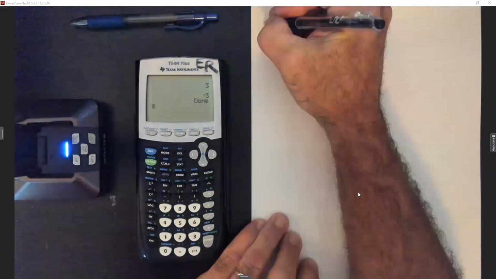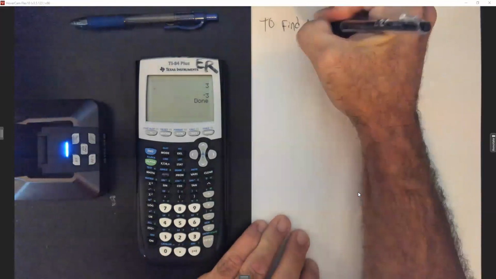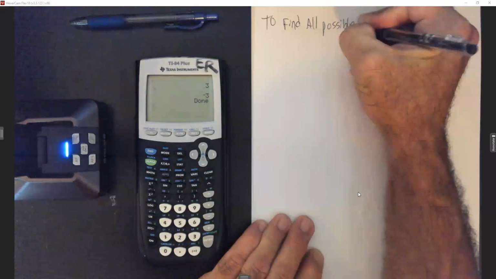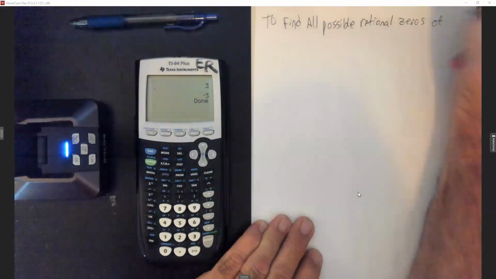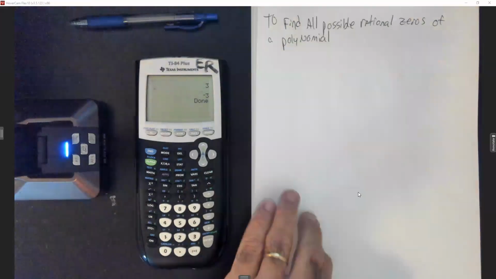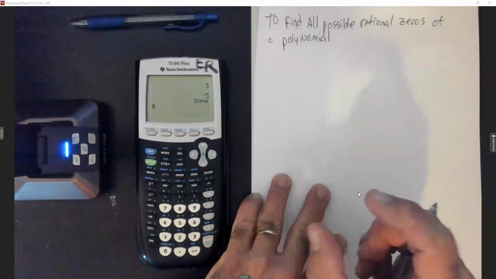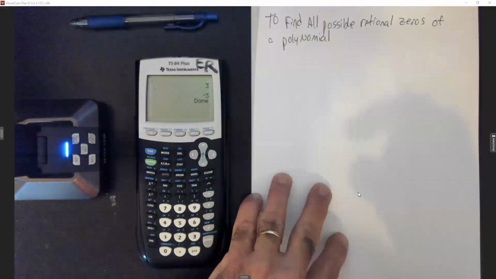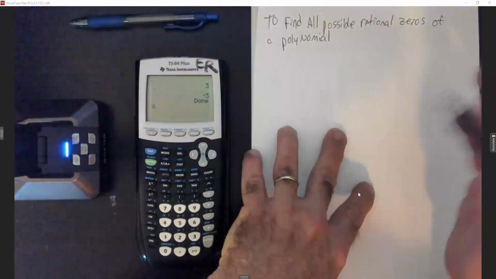So here's some more info. To find all possible rational zeros of a polynomial, so they're talking about numbers you might check for zeros, because if you don't know the right numbers to check on synthetic division, you could be there a while doing synthetic division checking numbers, okay, just to find one zero. So we got little things we can do to eliminate needless guessing, okay?